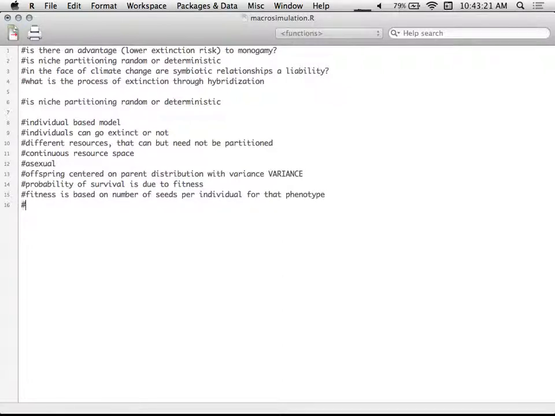Okay, so also individuals have phenotypes. Okay. So I think that's all we need for the model. That would be the other thing we need to talk about, like starting population size and things like that. We'll get to those.